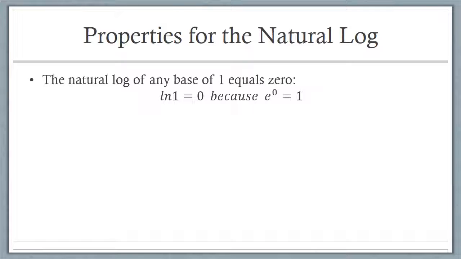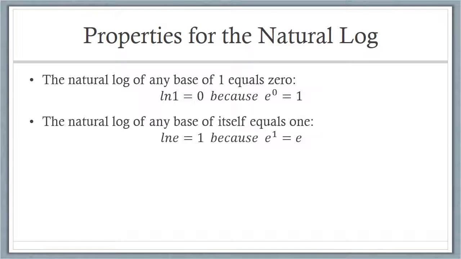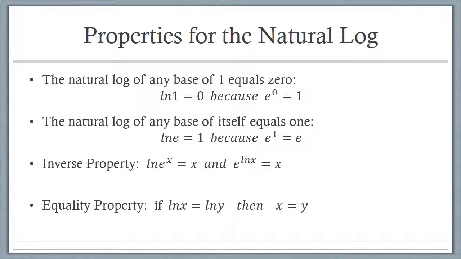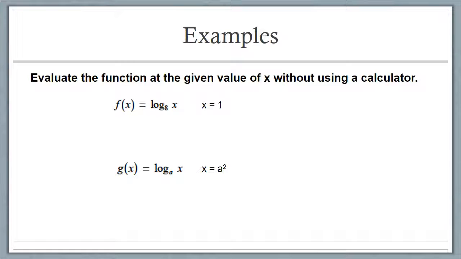The natural log of 1 equals 0. These are the same properties. It's just specifically for the natural log, but they're the same as what we just saw a minute ago for any log. The natural log of e, the base itself, equals 1. The inverse property says that when you compose the natural log and the e to the x, you just get x. And the equality property says that if the natural log of x equals the natural log of y, then x equals y. Again, same properties, just making it specific for the natural log.